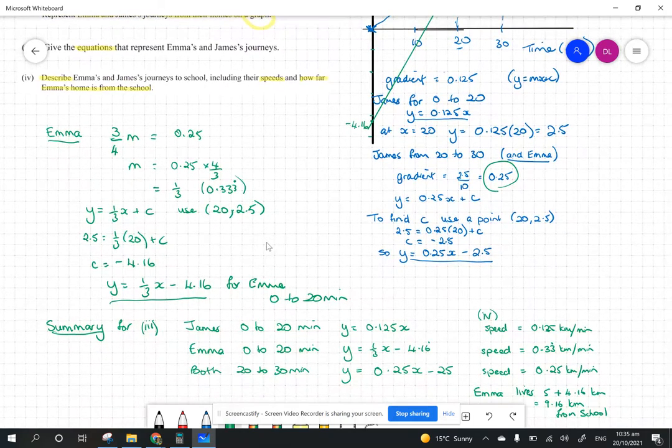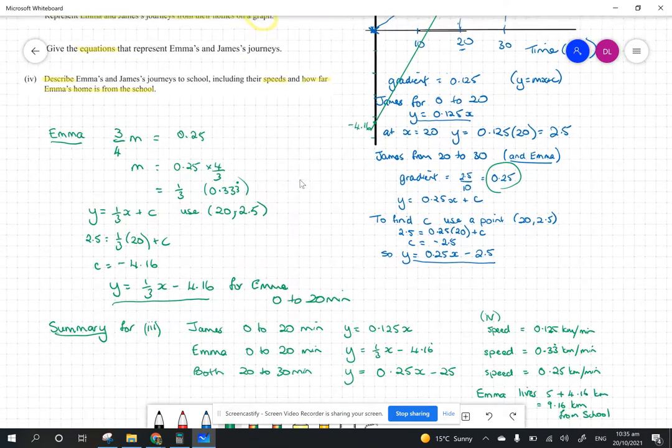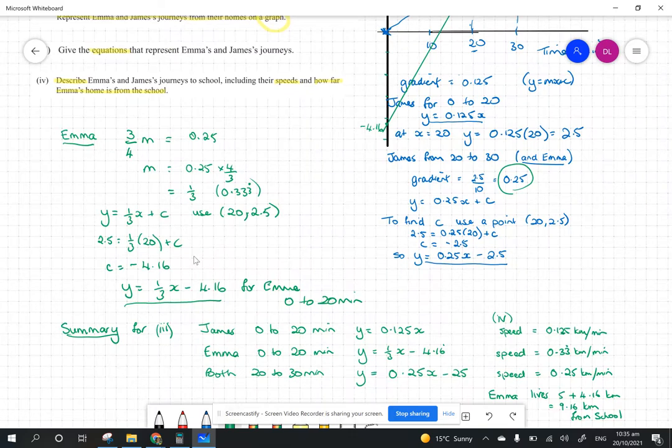Right, so for part 3, where it says give equations for the journeys, I summarised everything in here. You didn't need to, but it makes it easier. So part 3, James for 0 to 20 minutes was travelling at 0.125x. Emma from 0 to 20 is this one over here, which I wrote here. And both of them together, which was worked out over here, is 0.25x minus 20. That should be 2.5. I just made a mistake there, put the 0 point in there. Okay, let's go to the next part.